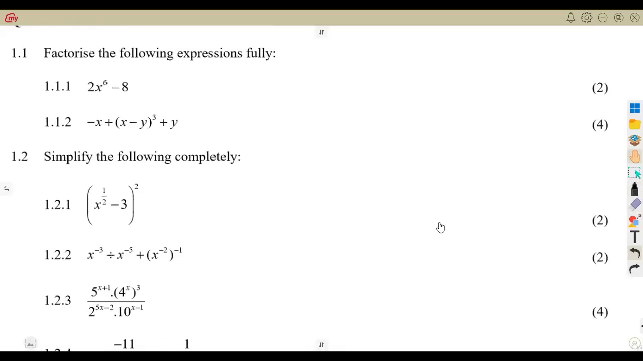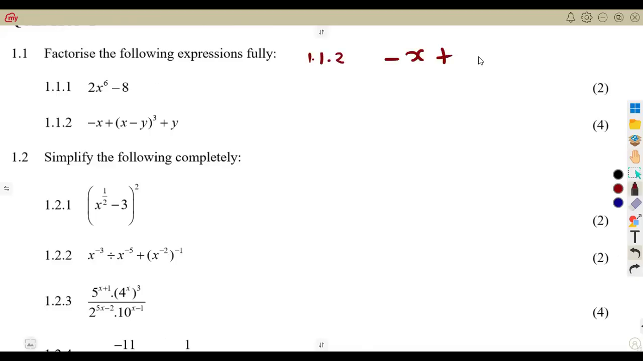Again, it is to factorize, and there we've got 4 marks on 1.12. We are supposed to factorize minus x plus y, multiplied by x minus y to the exponent of 3, like this. So if we take a closer look at our question, we might see as if there's nothing that is common, because this is x on its own, this is y on its own. But here we've got an expression. X minus y is an expression being raised to the exponent of 3.